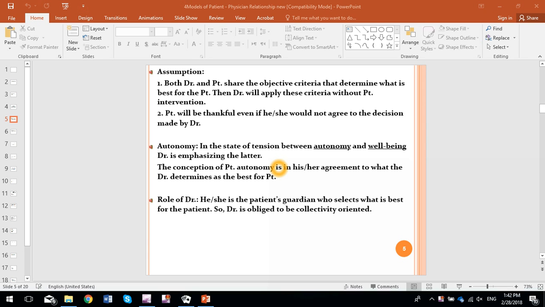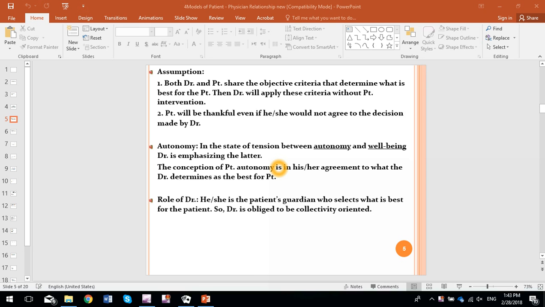Since they share these objectives, that we are looking for what is best for the patient, the physician will apply these criteria without patient intervention. And the patient will be thankful even if he or she does not agree with the decision made by the doctor. The patient has to be thankful even if he internally disagrees with the intervention the physician has selected, but it is the physician's role. And the patient has to be a recipient of what the physician decides for him.